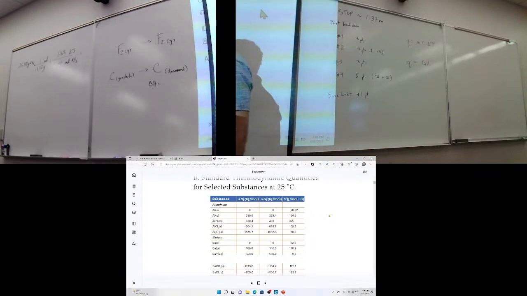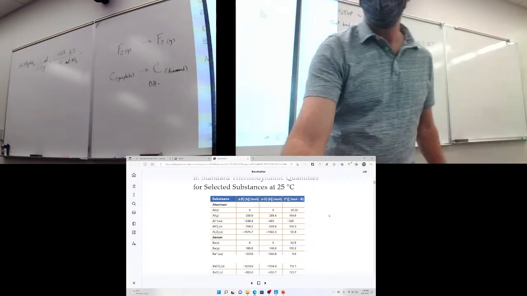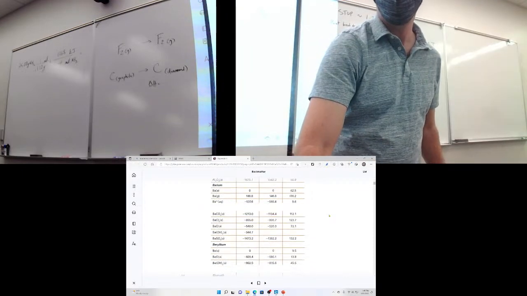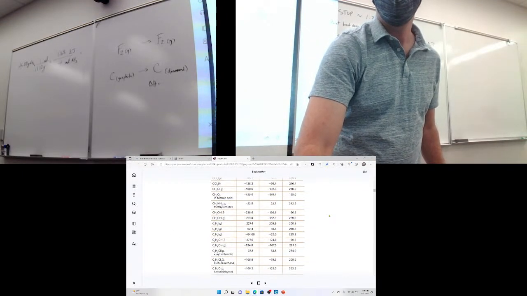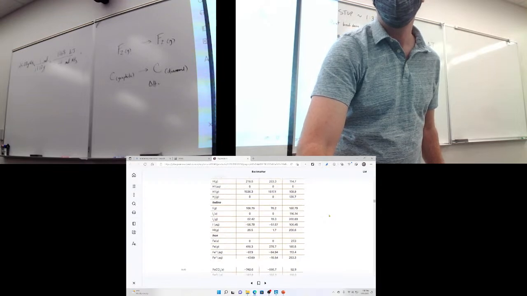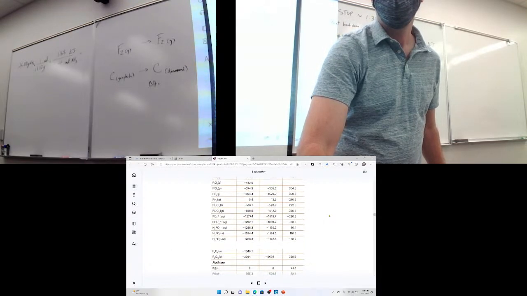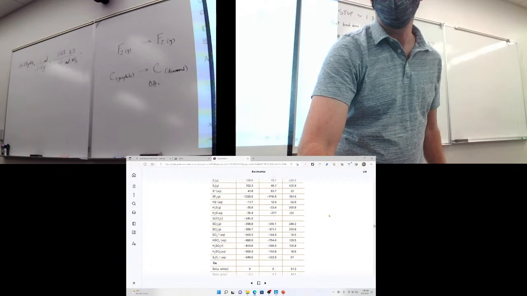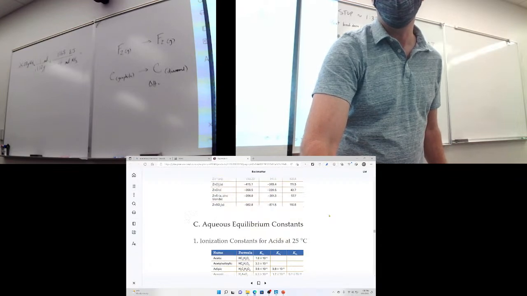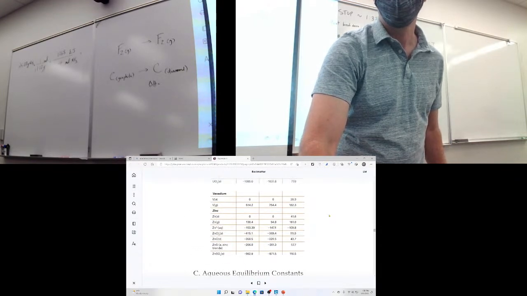All we're interested in is this column here, delta H of formation. You'll learn this in 220. You look it up, and it just keeps going. There's a lot of stuff on here, and this isn't even a very long list. I mean, there's millions of them.